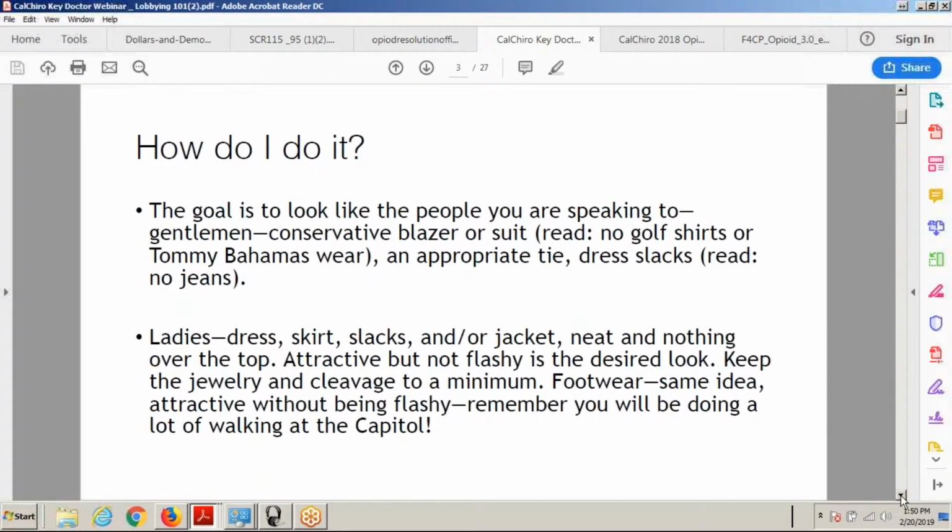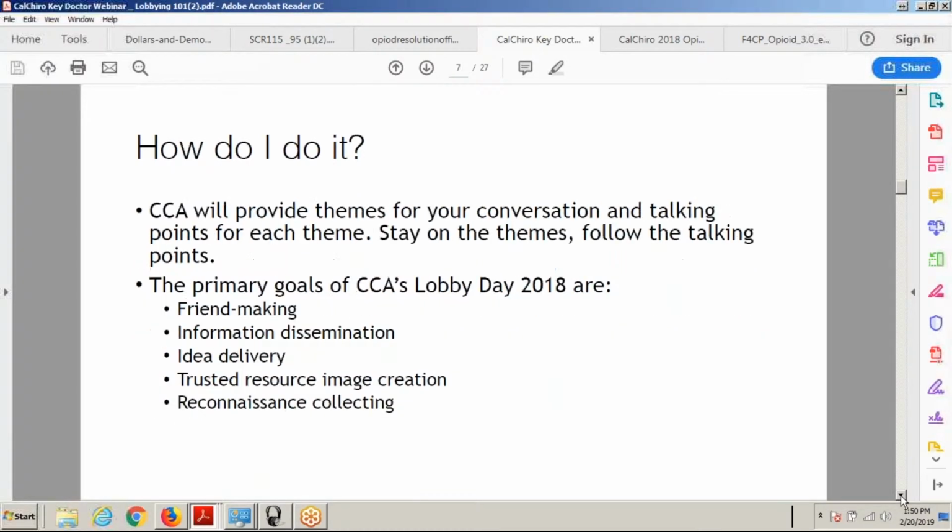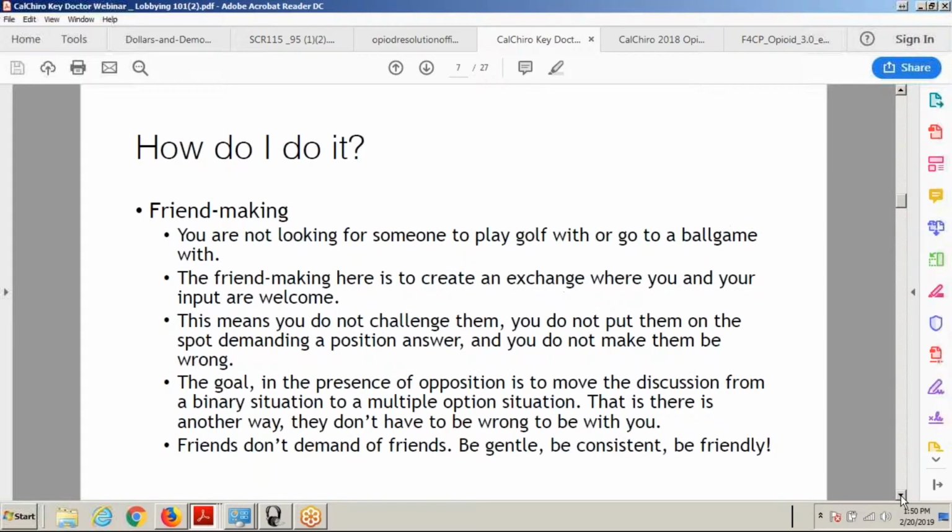So take a look at this. This goes through how to do the actual lobbying itself, and I think this is a good tool for you to review before you go into setting up any meetings. All right, I'll let you go through that on your own as well.